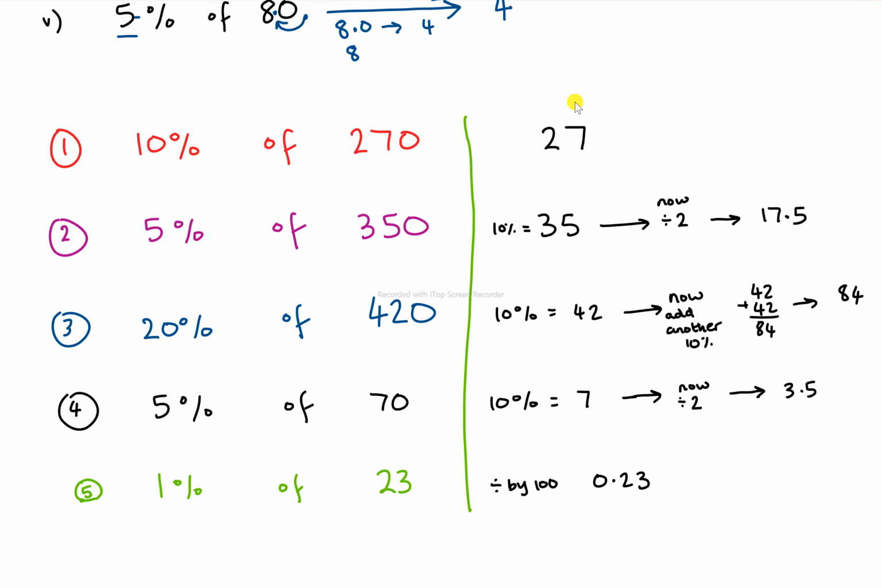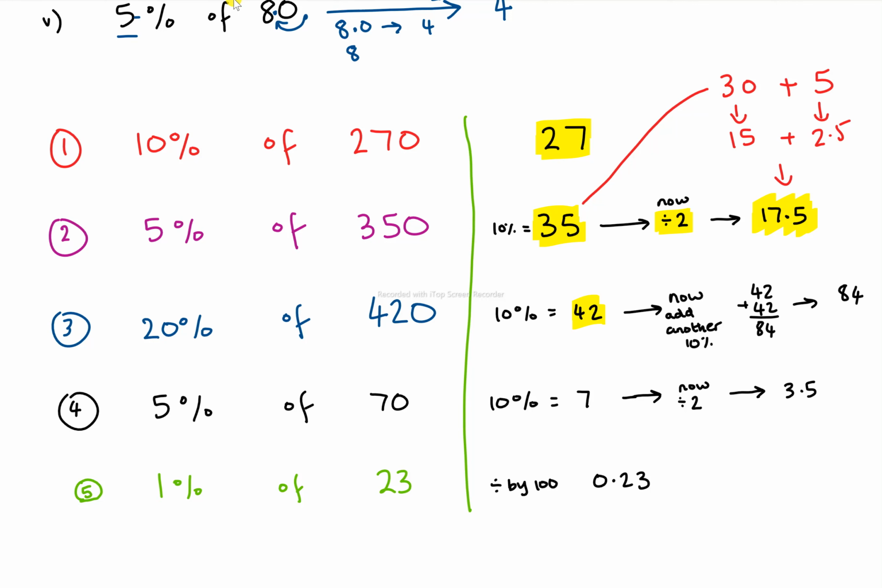Okay, there's the answers. Right, 10% is simple. Move the decimal point back one place. 5%, you work out 10%, and then you halve it, divide it by 2. This is trickier. Trying to divide an odd number by 2, it's tricky. It causes a bit of an issue sometimes. So what I will do is I'll do 30 plus 5. Half of 30 is 15. Half of 5 is 2.5. And then I'll add them together. Right, let's carry on.